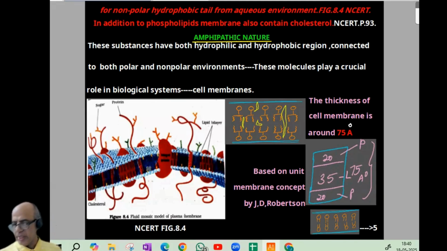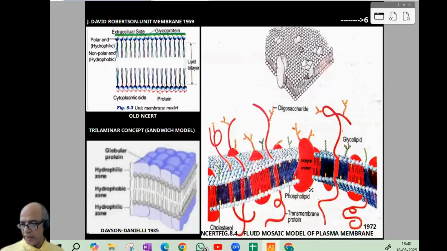After that, some structures, photographs, then different models. Then the thickness of the cell membrane, 75 Angstrom, based on J.D. Robertson. That is protein, lipid, protein, how it becomes 75. Then different diagrams were given as different models. Then again a detailed study, some diagrams not in the NCERT, the old NCERT. One is David Robertson's unit membrane, 1959. Then the trilaminar concept, the sandwich model, that is Davson and Danielli. Then the famous fluid mosaic model, Singer and Nicolson, and that year is important, that is 1972.